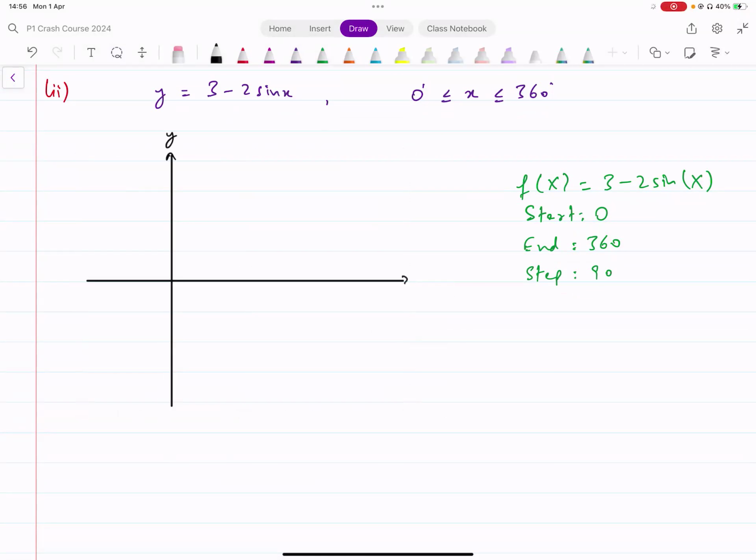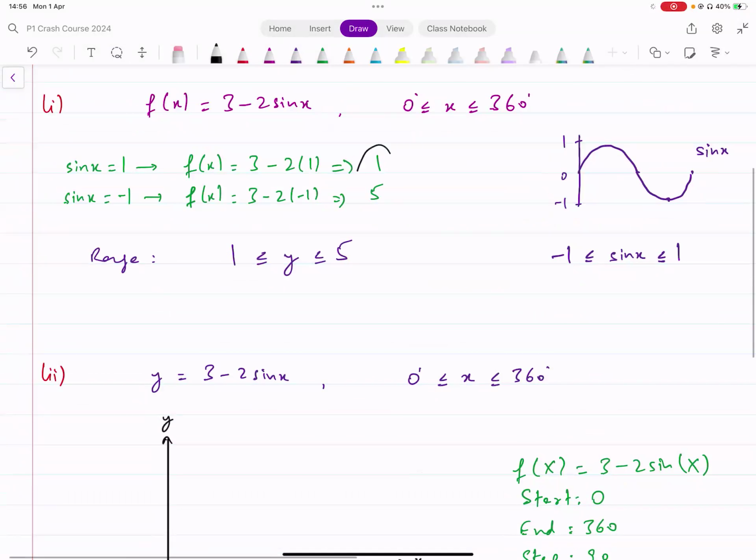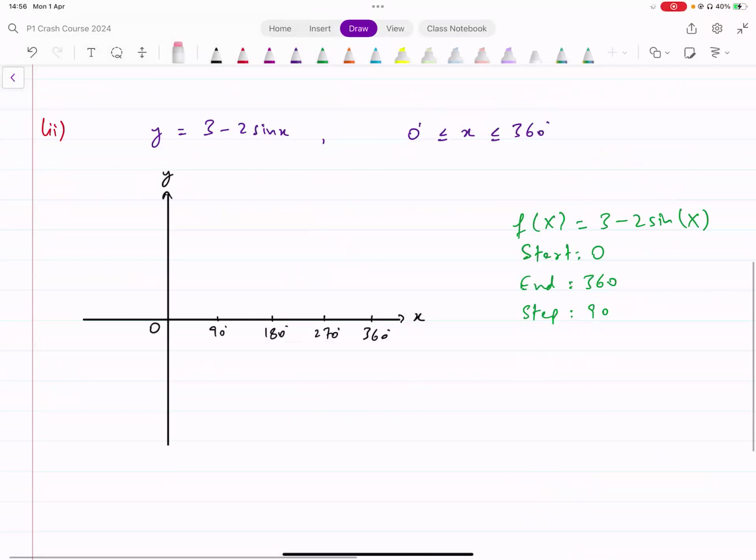This is the y-axis. This is the x-axis. You have to go from 0 degrees to 360 degrees. Let's mark those points. You have 180 in the middle, and you have 90 here, and you have 270 here. And you've already seen what's the minimum value on your graph. 1, maximum is 5. So you have to have an appropriate scale for that. You need to go up to 5 on your graph.